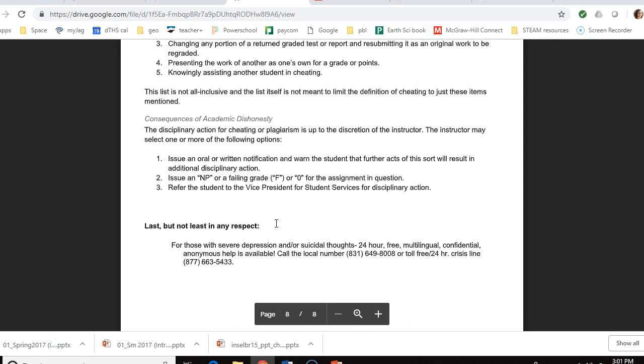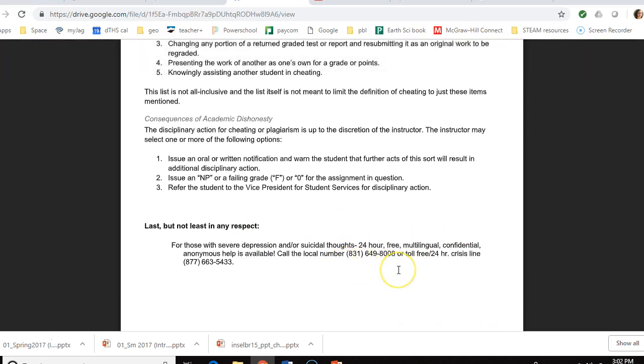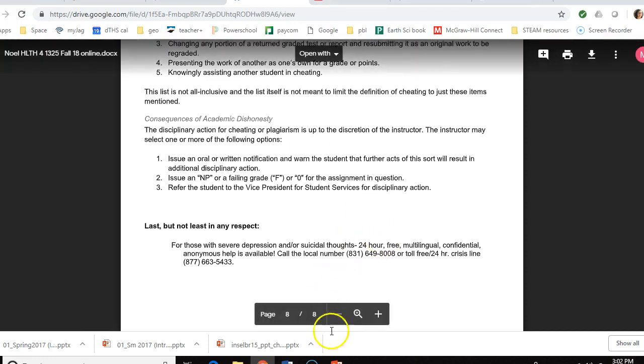All right. Last but not least, as a culture we are noticing more and more that people with severe depression and suicidal thoughts need support. They need support. So there is a very confidential and anonymous multilingual helpline. Okay, here's that number, and a crisis line. So if for any reason you are suffering from any of these things, it is not a judgment of who you are as a person. It is just biology. So if you need help, do reach out. Okay, it's very, very important. We're going to talk a lot about that in this class.